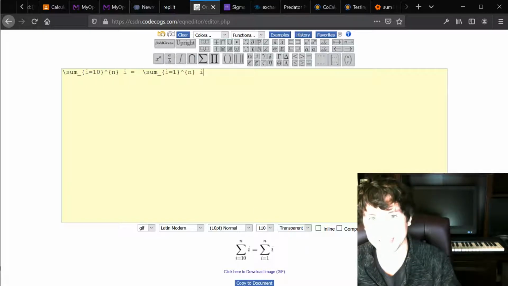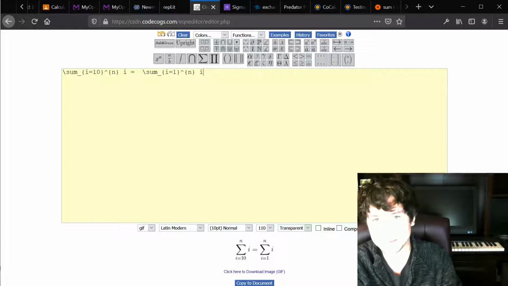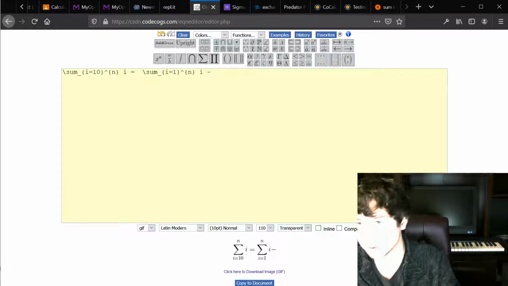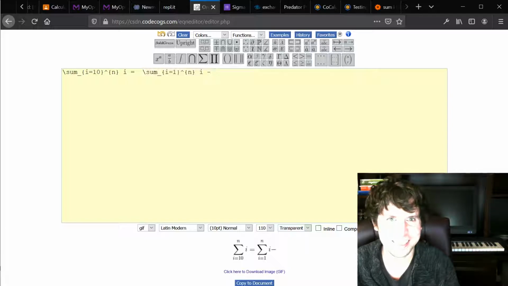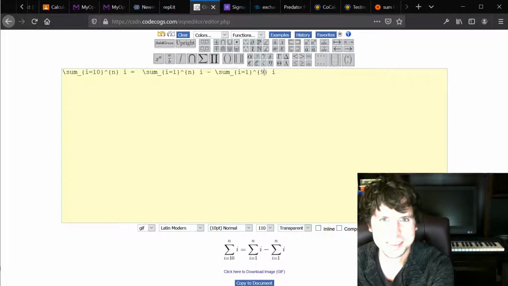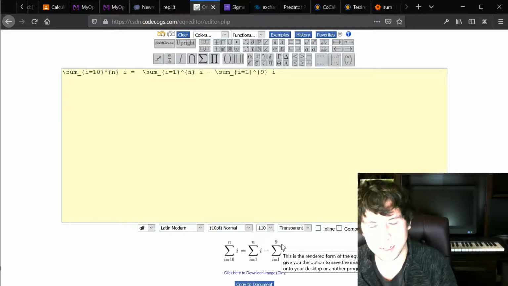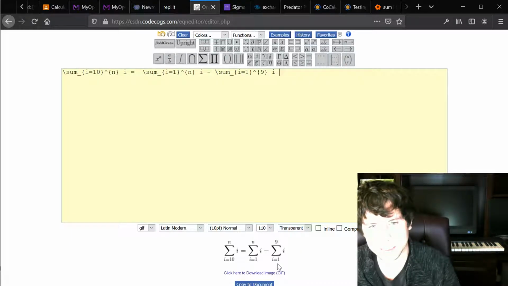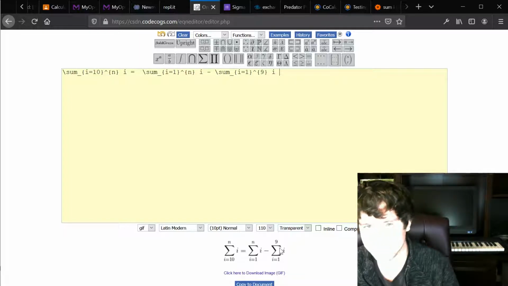1 up to a number is the same as 10 up to a number if you subtract from it 1 up to 9. So if I go from 1 up to 9, and what's that? 9 times 10 divided by 2. So 9 times 5, that's 45.